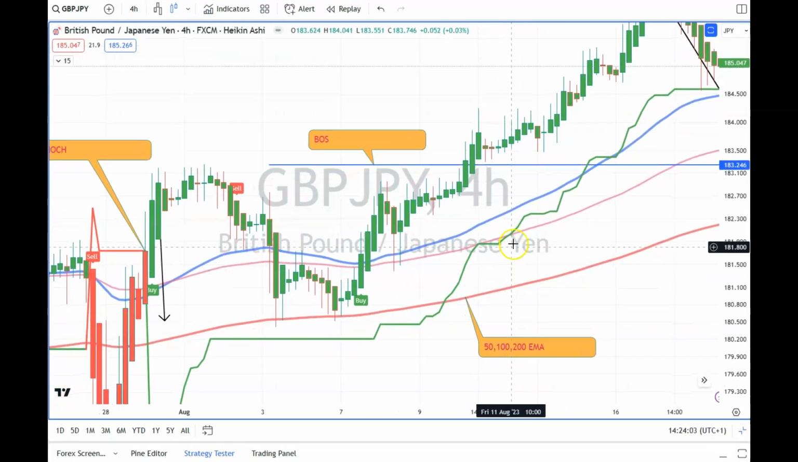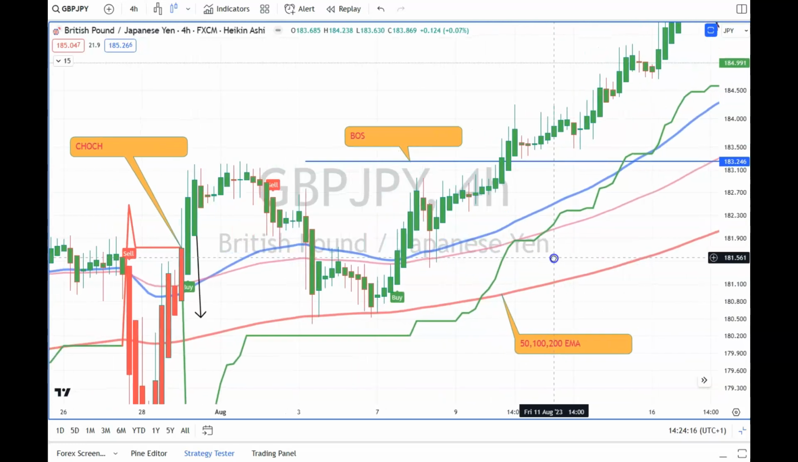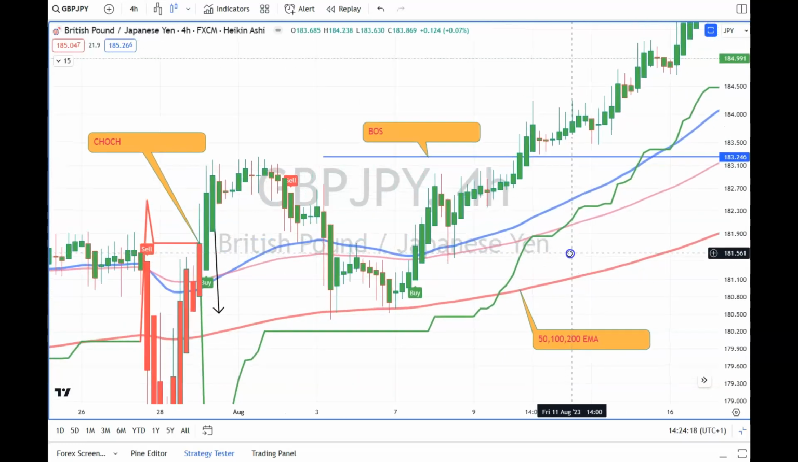What we've got here is the 50, the 100 and the 200 EMA. I've got this blue, pink and red. It doesn't matter which color they are. You can make it whatever color you like. That's the first thing. And what's really important, guys, is that the 50 is above the 100, is above the 200.